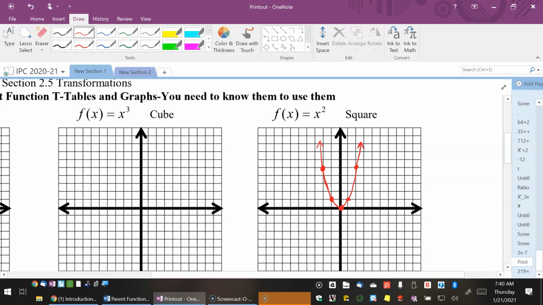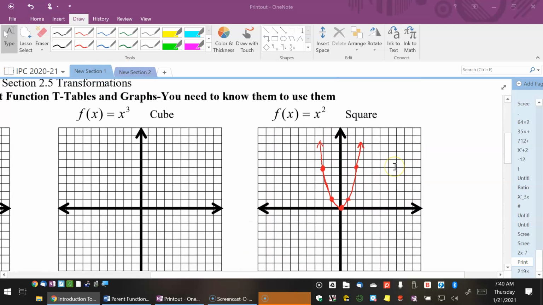And we see the traditional U shape that we see with every quadratic. All right.